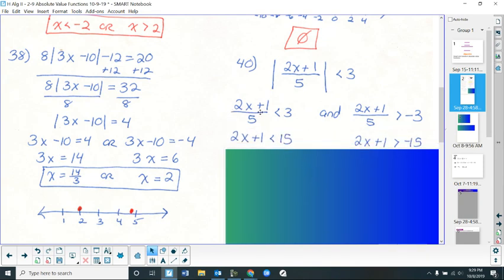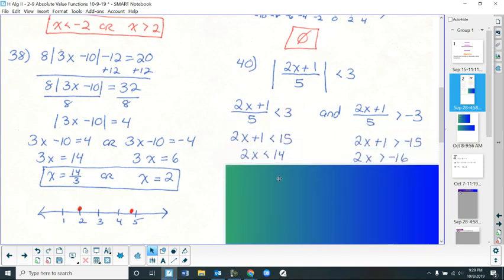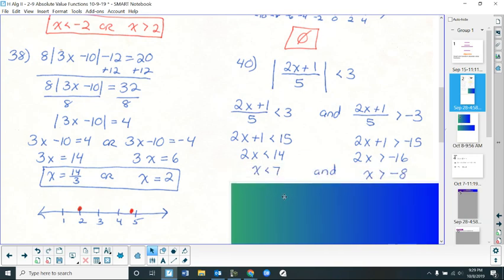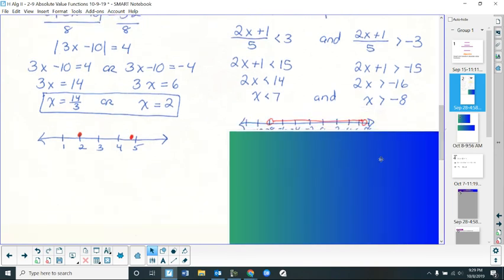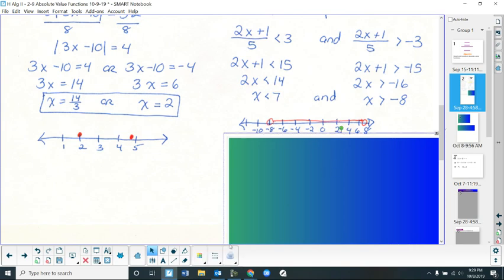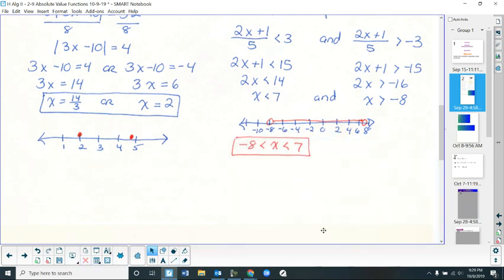I multiply both sides by 5. Subtract 1. Divide by 2. I get x as a number smaller than 7 and greater than negative 8. So when I graph it, I need everything smaller than 7 and bigger than negative 8. So this is an in-between problem. It's everything between negative 8 and 7. Done.